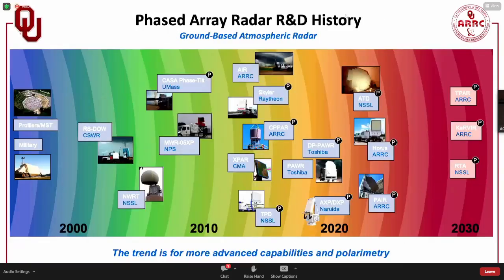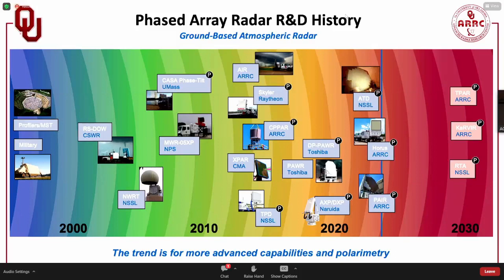So here is a quick phased array radar research and development history. The vertical line corresponds to present time. And this is for ground-based systems, not spacebound. And as you can see, the trend is toward more advanced capabilities and polarimetry.